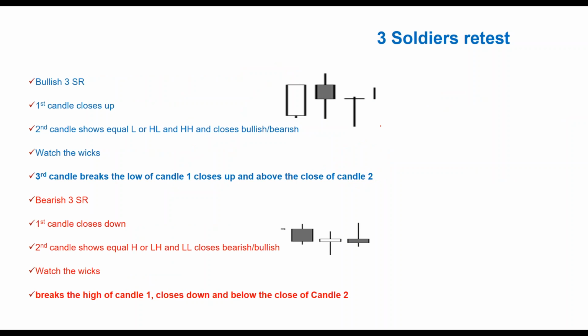Now, this is called three soldiers retest. So let's say we have bullish three soldier. First candle closes up, second candle shows equal low or higher low and higher high, and closes either bullish or bearish. You need to watch the wicks. Third candle breaks the low of the candle, and above. This looks confusing, but I will just show this picture.